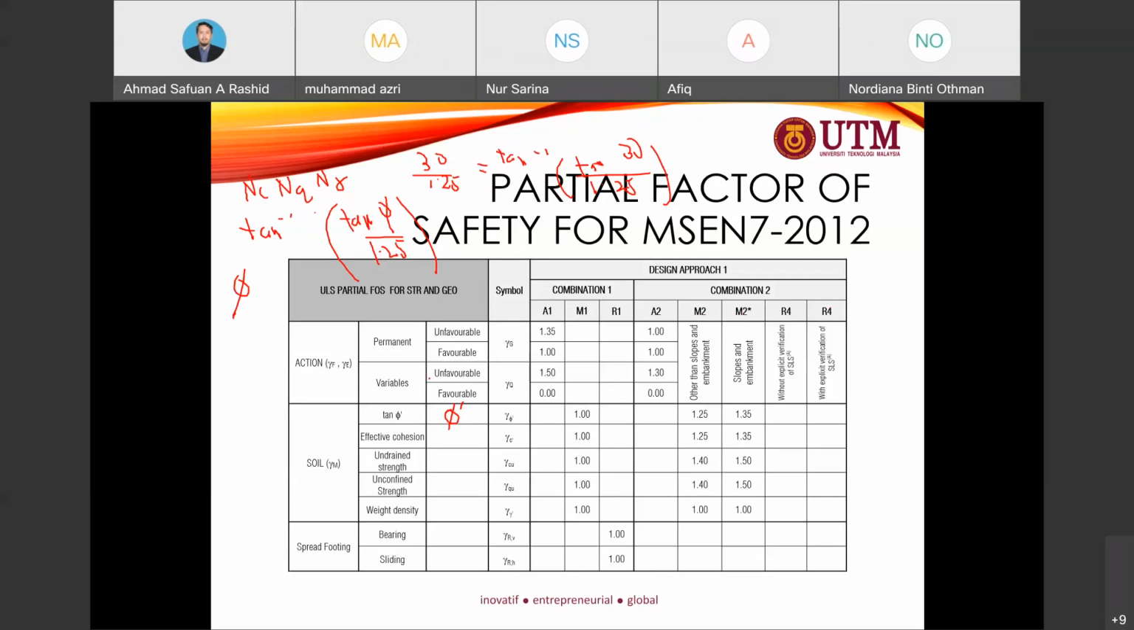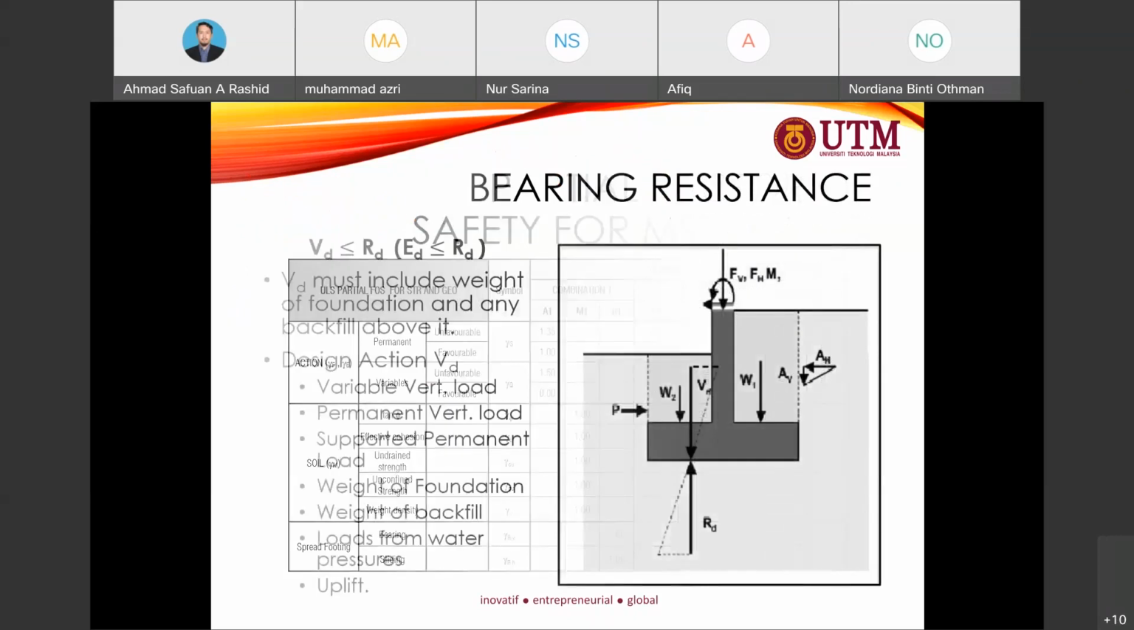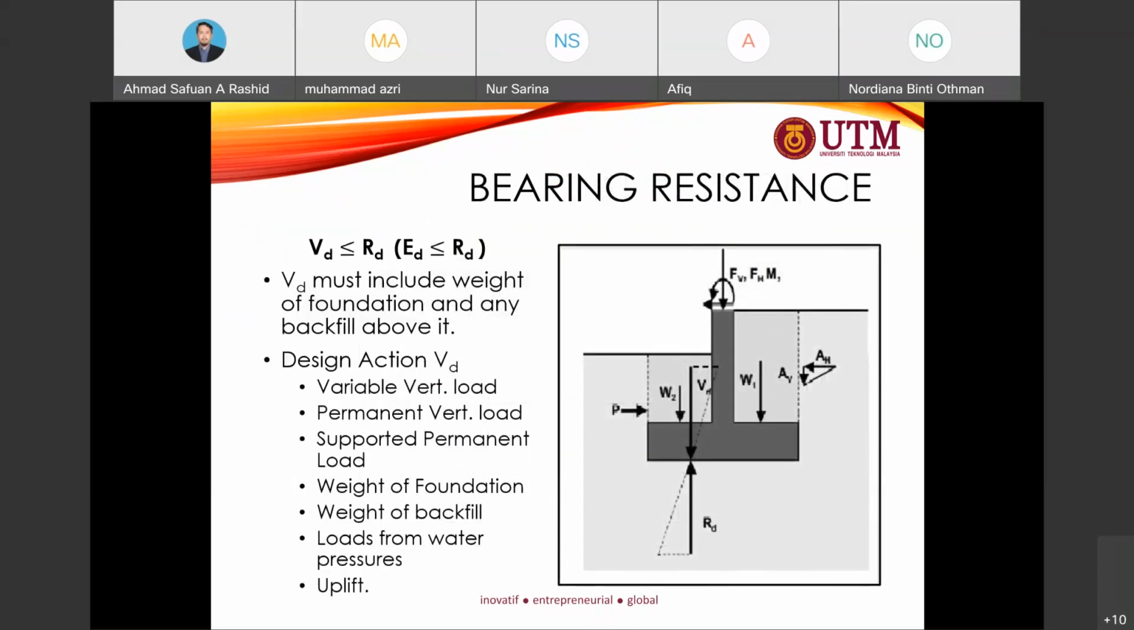So to have a better understanding, we may go for the example later. So this is for the bearing resistance. VD must include the weight of foundation and any backfill above it. Design action VD: variable vertical load, permanent vertical load, supported permanent load, weight of foundation, weight of backfill, load from water pressure, and also uplift. So this is the input for the design loads.